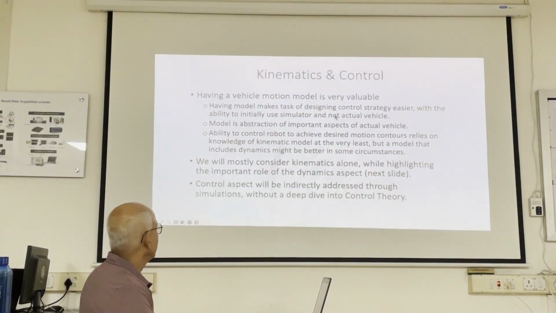So basically, I've said all this. Maybe I should have flipped the slide forward as I was talking. Model is abstraction of important aspects of actual vehicle. So we need to know that.